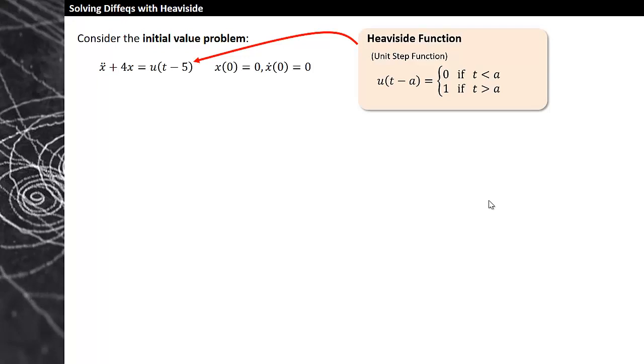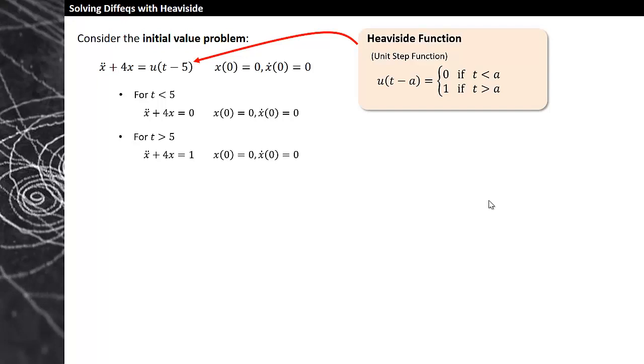Before we do that, let's just think about what this means. If t is less than 5, for example, then the right-hand side is just 0, and we're stuck with the initial conditions of 0 for x and 0 for x dot. If t is greater than 5, however, then the Heaviside function turns on, and so we have a positive 1 on the right-hand side of our differential equation. What we're going to do is use the Laplace transform to put both of those pieces of information together. The beautiful thing about the Laplace transform is it does both of them at the same time, so we don't have to solve the differential equation separately for t less than 5 and t greater than 5. We can just solve it once using the Laplace transform, and it takes care of everything.